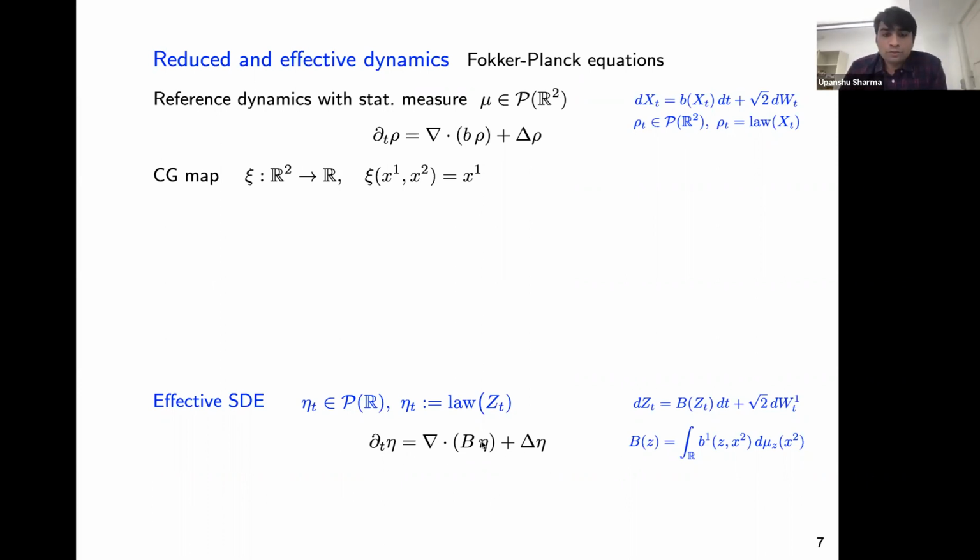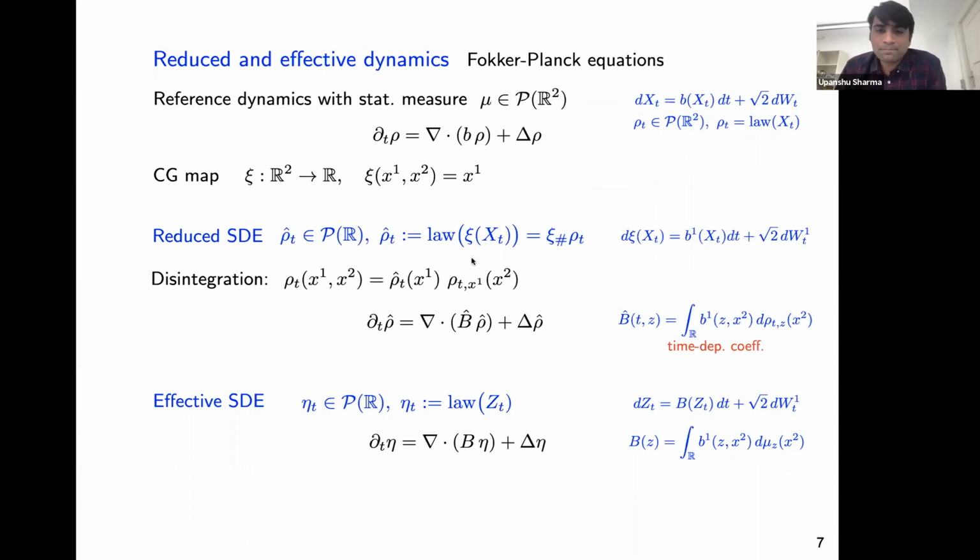And now, of course, we want to compare, as you remember, eta t or zt to Cosi of xt, so the first coordinate of this equation. So what is the Fokker-Planck equation for that? Well, the way to see that is the Fokker-Planck equation of the Cosi of xt is just the push forward of this measure under Cosi.